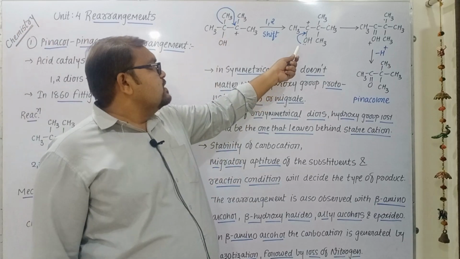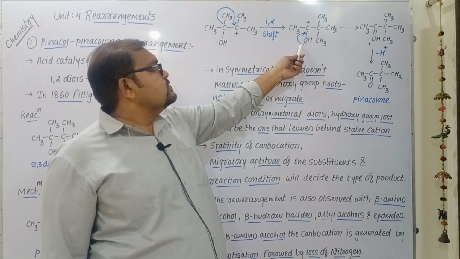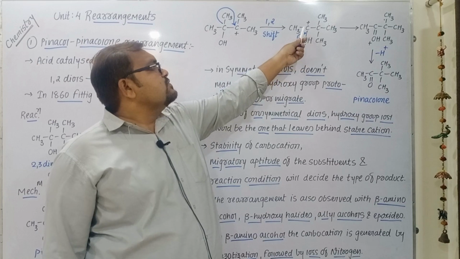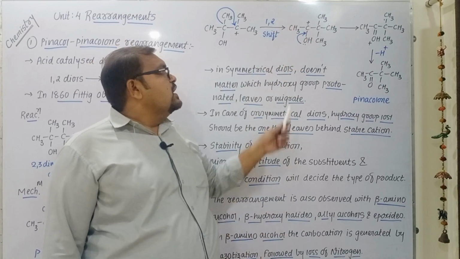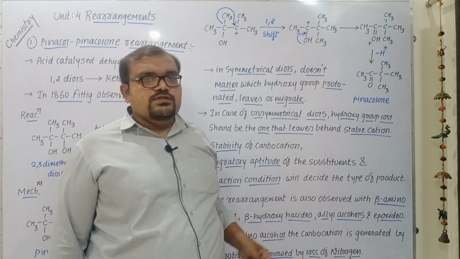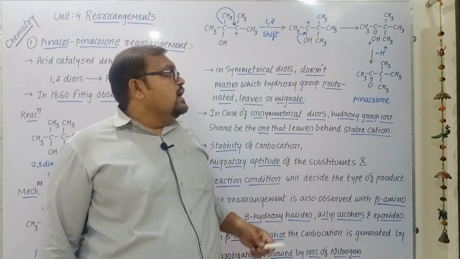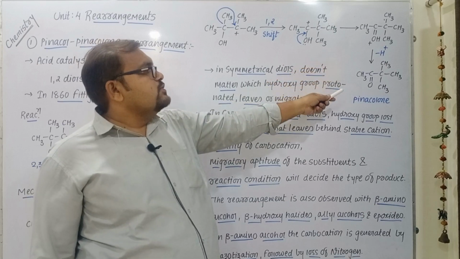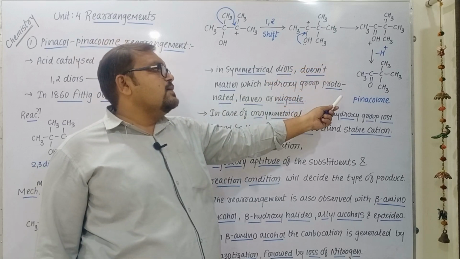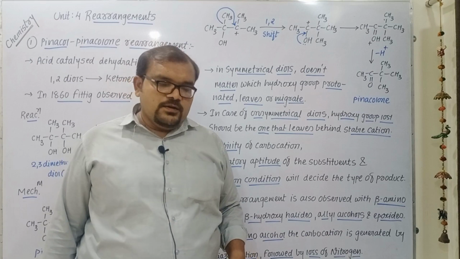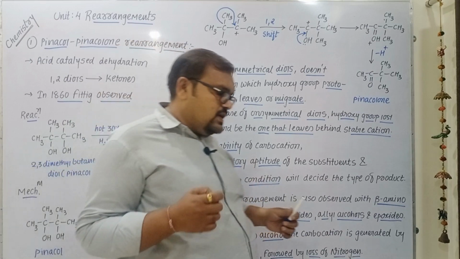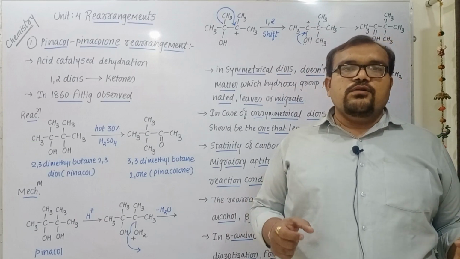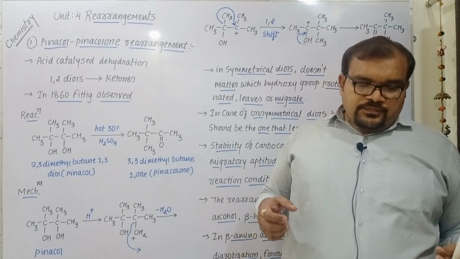Now after this migration of the group, what will happen? As we discussed earlier, oxygen has a lone pair of electrons, so this lone pair will shift between this carbon and oxygen to satisfy the charge of the carbon, and oxygen will get a positive charge, as we can see here. This step is followed by loss of hydrogen to get our desired product, that is Pinacolone. In this way we can easily memorize the Pinacol-pinacolone rearrangement.